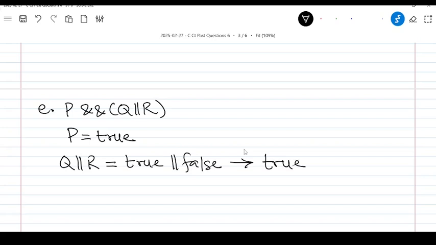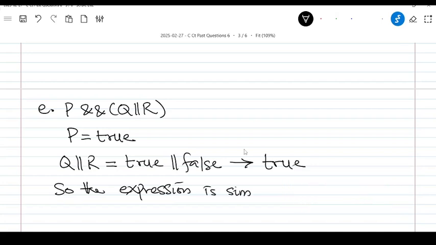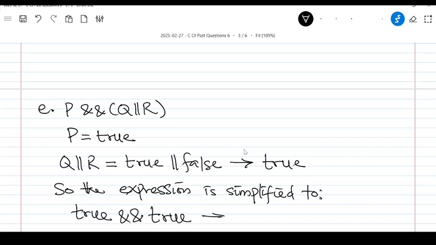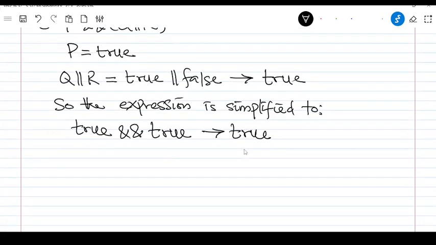So therefore, the expression is simplified to P is equal to true, and Q or R is equal to true. So true and true is going to be equal to true. So that is the whole expression, and that is the result for all of them.